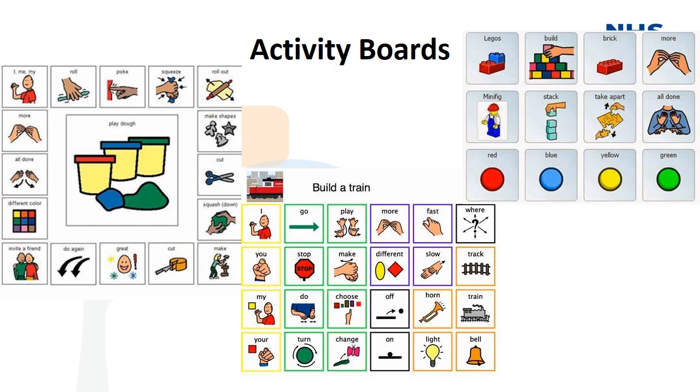So by using an activity board, we can ensure that staff are consistent with the vocabulary that they're modelling, and that no matter who is playing Play-Doh, we're using the same verbs, we're using the same language.